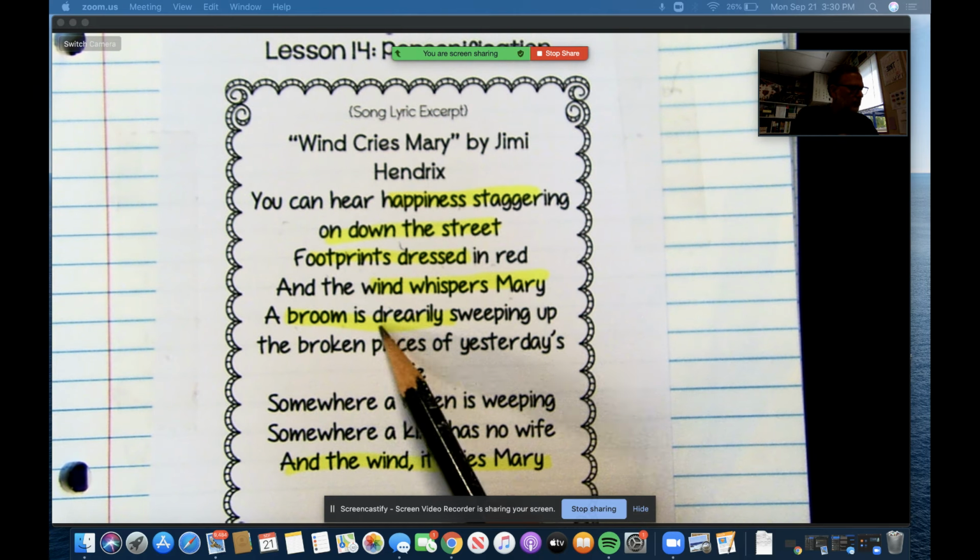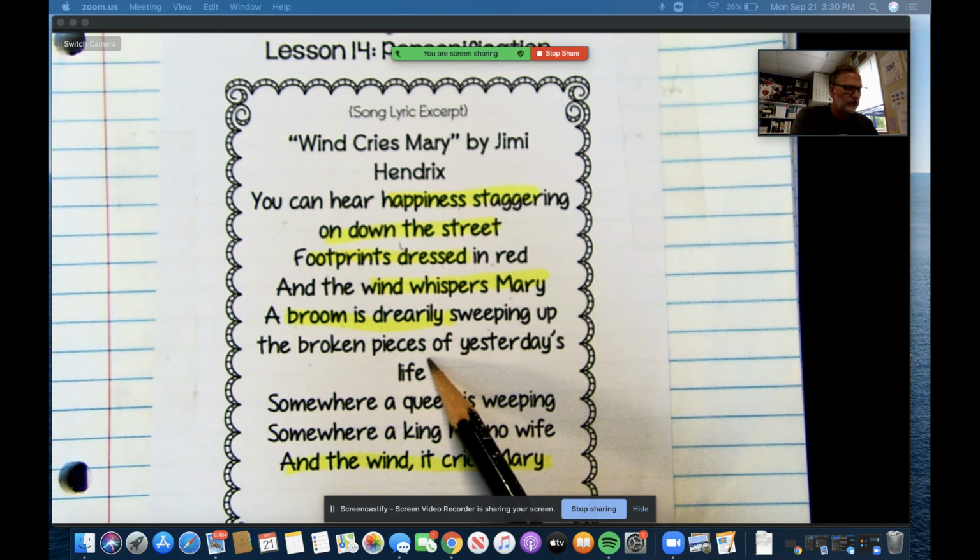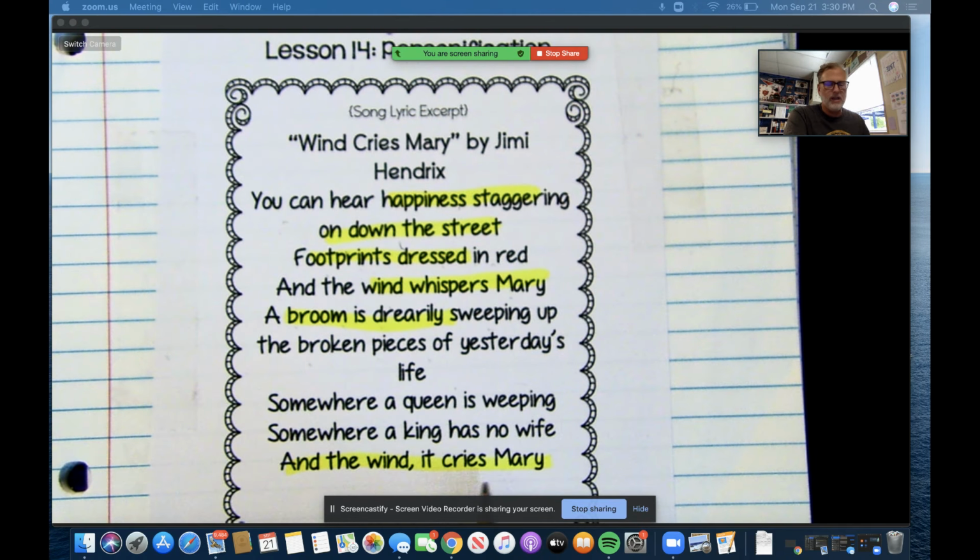And this is a good one. The broom is drearily sweeping up the broken pieces. And again, a broom doesn't have emotions, so it can't feel dreary about sweeping up broken pieces of yesterday's life, which, by the way, is a really good word picture. And again, at the end, the wind is crying for Mary. The wind can't cry. So all of that is really great personification, okay?